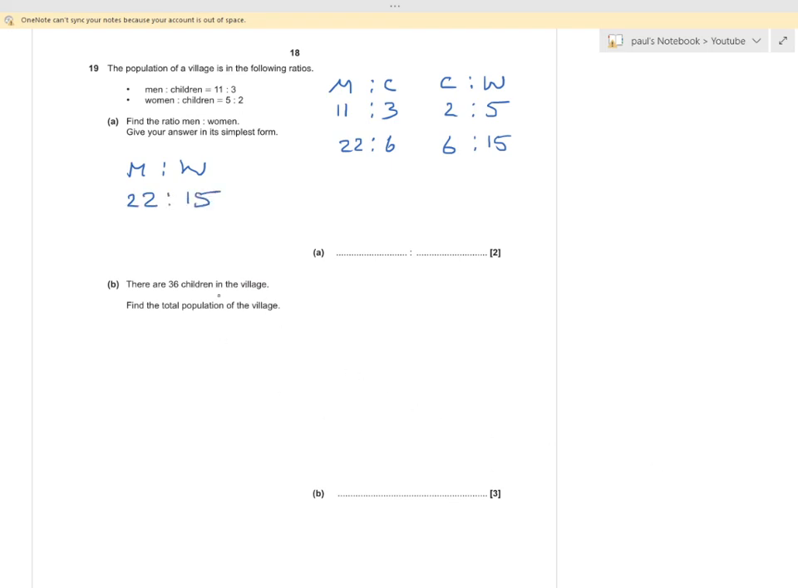Right, there are 36 children in the village. Find out the total population. Right, so here we go. So the men is 22.